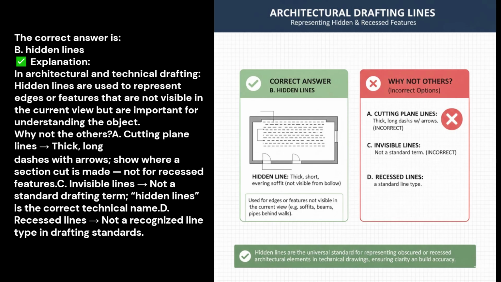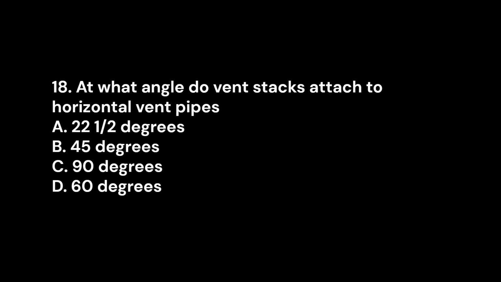Number 18. At what angle do vent stacks attach to horizontal vent pipes? A. 22.5 degrees. B. 45 degrees. C. 90 degrees. D. 60 degrees.